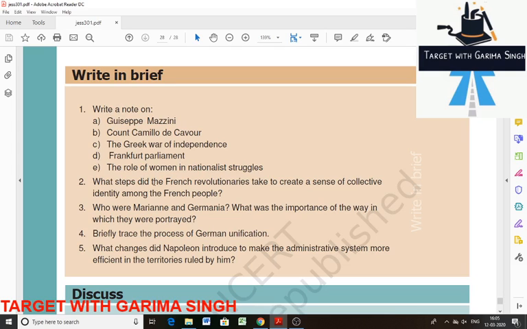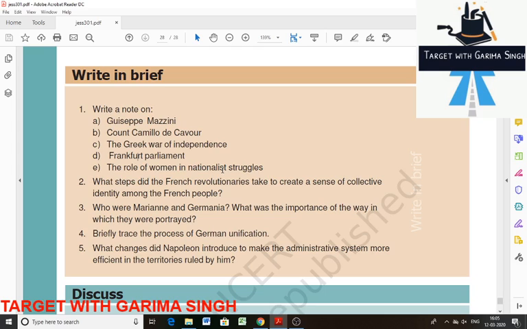Next is the role of women in the national struggle. Women participated on a large scale and played a vital role in the nationalist struggles of the French, German and Italian peoples. They formed their own political associations, newspapers and journals, and participated in demonstrations and political meetings.